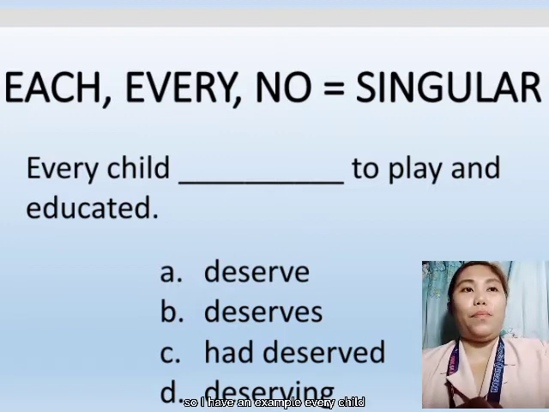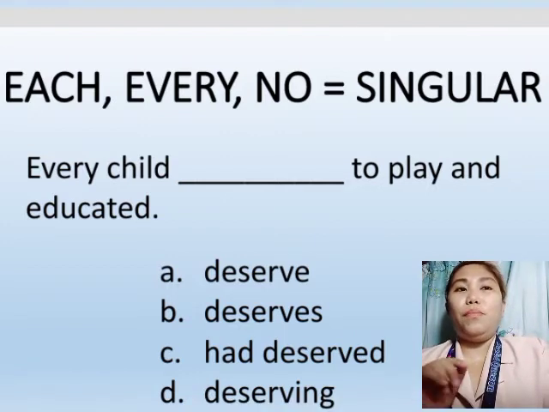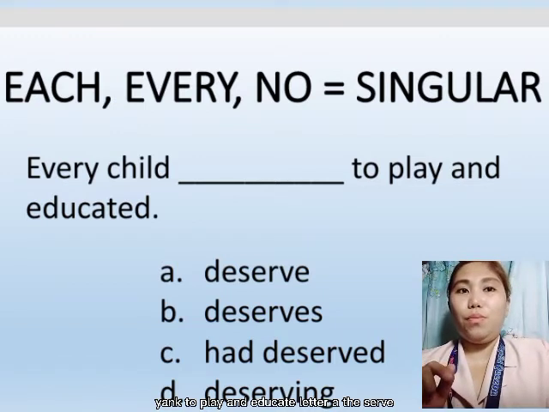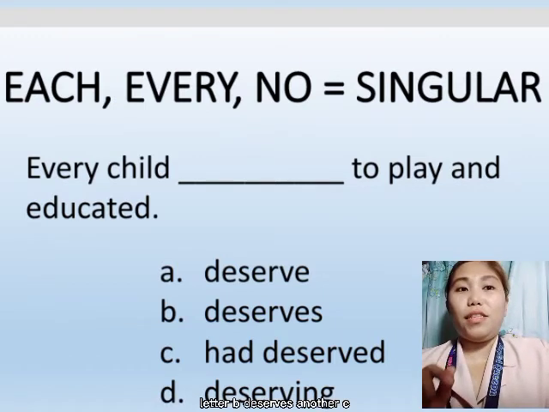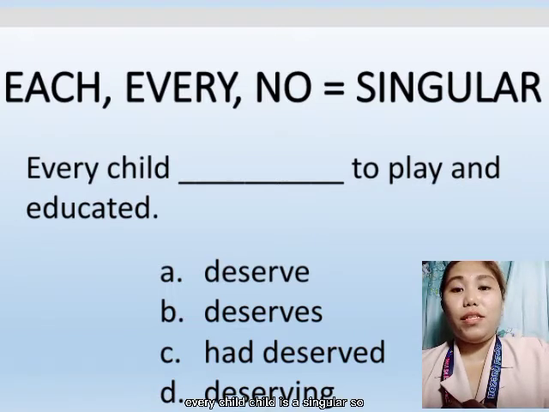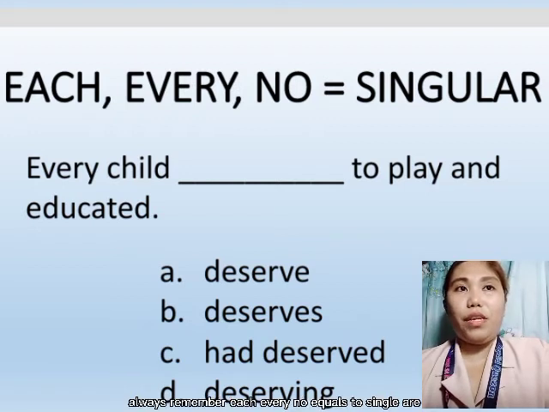So I have an example. Every child blank to play and educate. Letter A, deserve. Letter B, deserves. Letter C, had deserved. D, deserving. So we can see that every child is singular, so our answer here is deserves. Every child deserves to play and educate. Always remember: each, every, no equals singular.